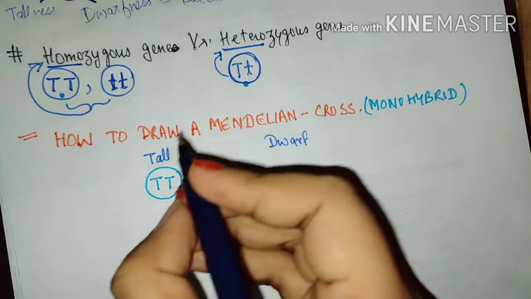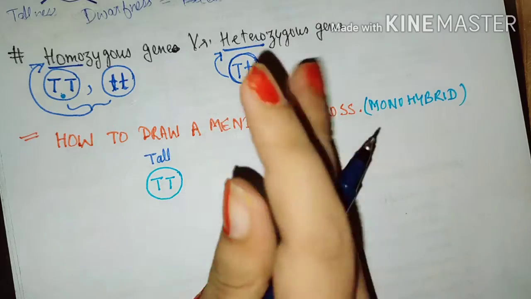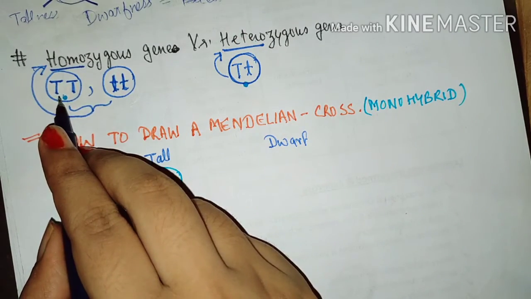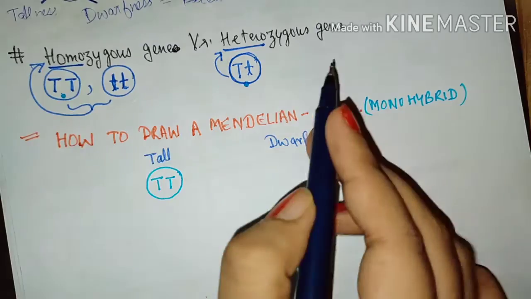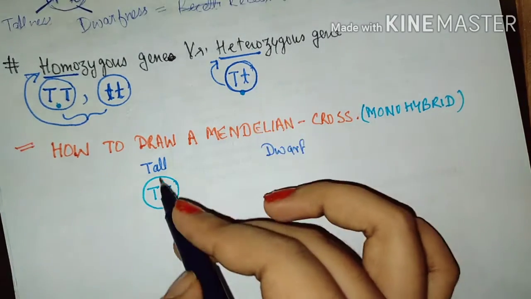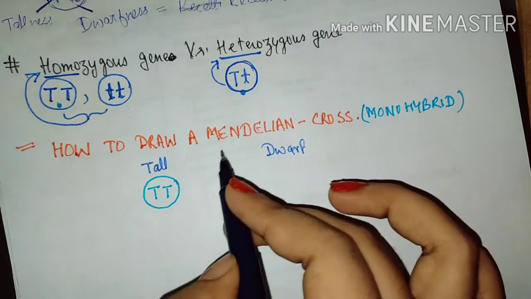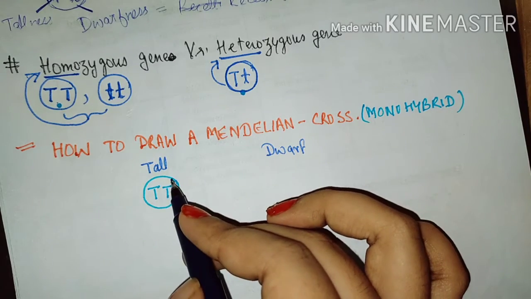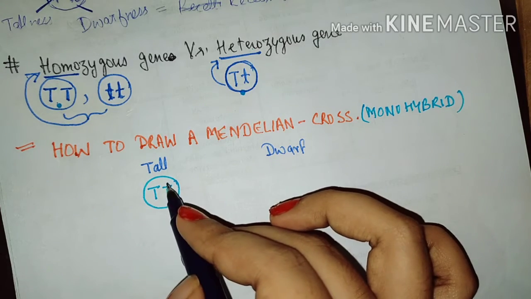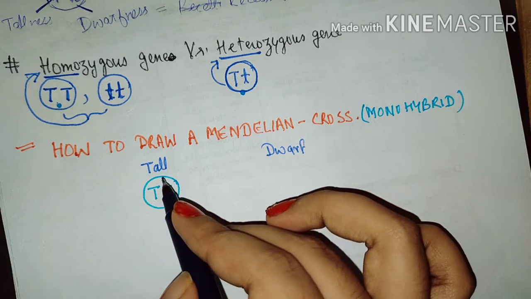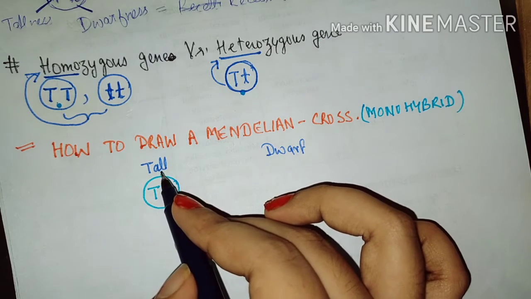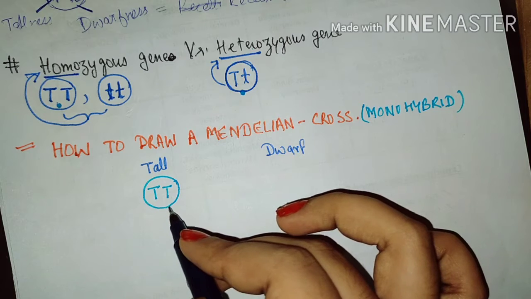So for tallness there are two genes. This one is also for tallness. This gene is also for tallness. So which one will you choose here? For drawing a Mendelian cross, which one to choose? According to Mendel, you have to choose the pure form, that is a homozygous form. The homozygous gene for tallness is capital T, capital T.